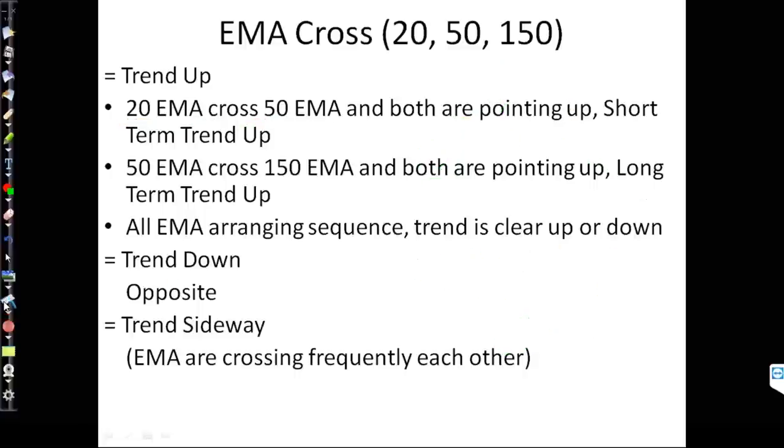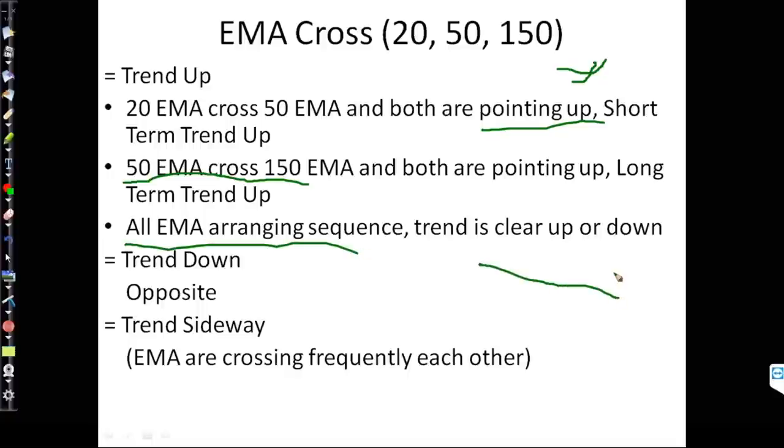Next criteria, remember: if the 50 moving average crosses the 150 moving average, all exponential, and pointing up. What is the meaning of pointing up? It should point up like that. I'll explain everything, okay? And when all moving averages are arranged sequentially, the trend is clear, up or downtrend.